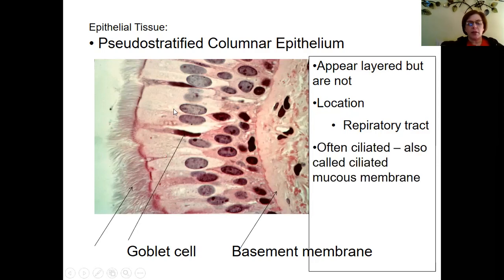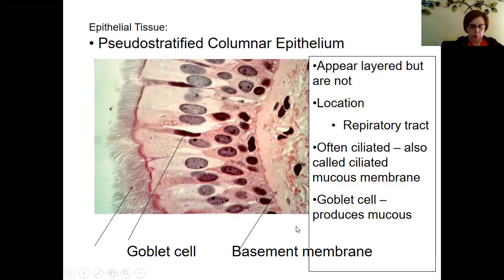Sometimes, very, very often, these are ciliated. It's not 100% of the time, but often. So I'll give you a second to write. Also called ciliated mucous membrane. And the substance producing the mucus are goblet cells. So goblet cells produce the mucus, and we'll talk about goblet cells.